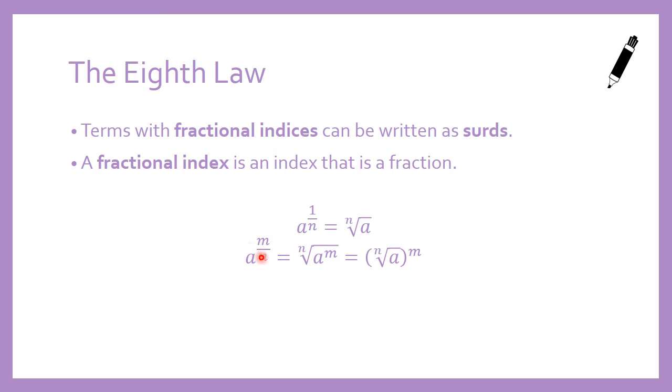So here, if I have a to the m over n, that is equal to the nth root of a to the m, which is the same thing as the nth root of a, all to the power of m. So just remember this one. This is the most important one.